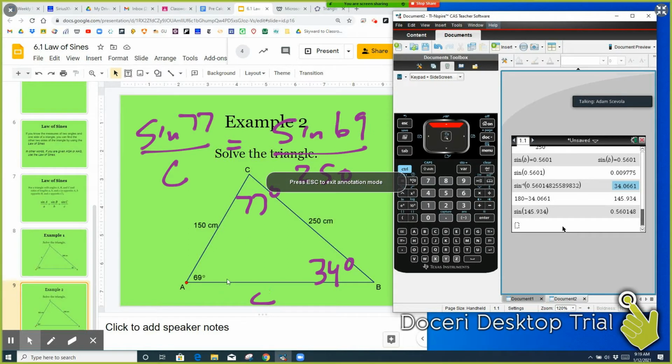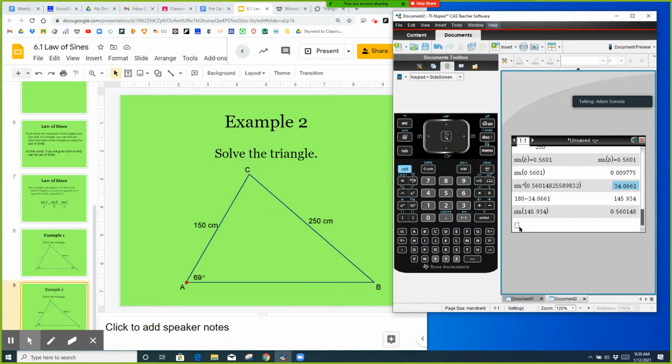You should expect side C to be bigger than 250, because angle A is 69 and the side across from that is 250. So side C is going to be larger because it's across from a bigger angle.